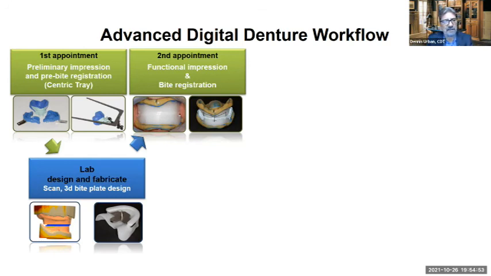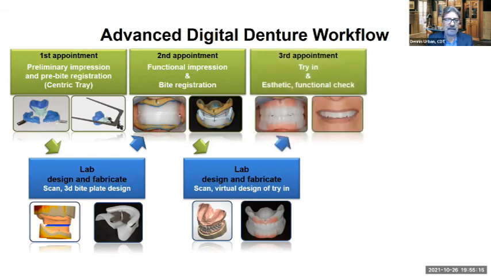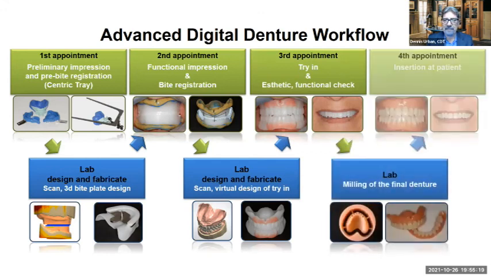And those measurements on those instruments, all of those measurements are going to be entered into the software, and it's going to make the design a little bit easier. So once we get the information, the functional impression, the bite registration, you can utilize that, or you can utilize the 3D bite plate for a Gothic arch tracing type of registration. And we do the same thing. We scan and design, print or mill, and then we try it in and we finish it.